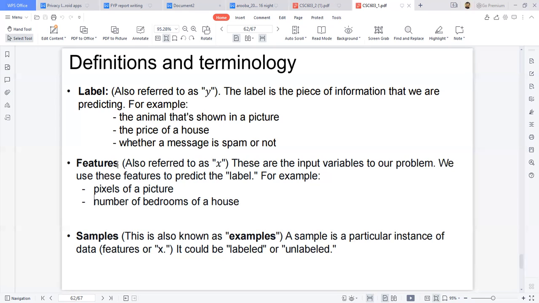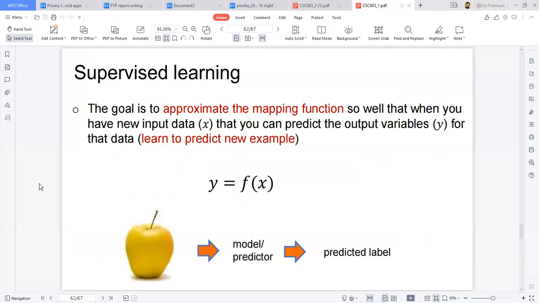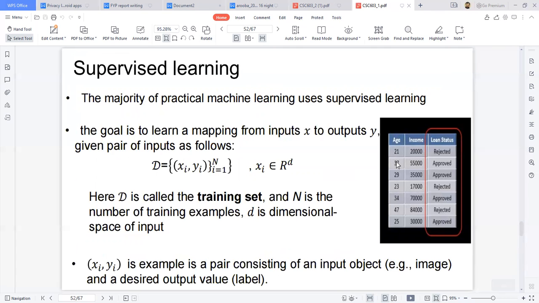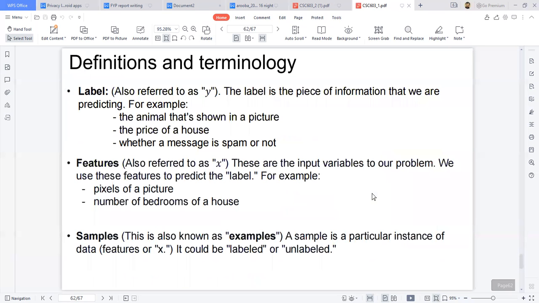Okay, for example, in this case, these are the features. Age is a feature, income is a feature. So these are different features, and the examples are these 7 examples. Examples mean the number of sample data. So a sample is like an example.